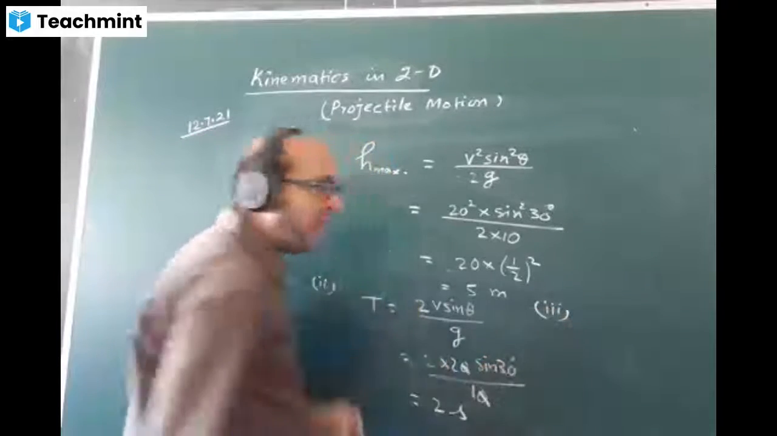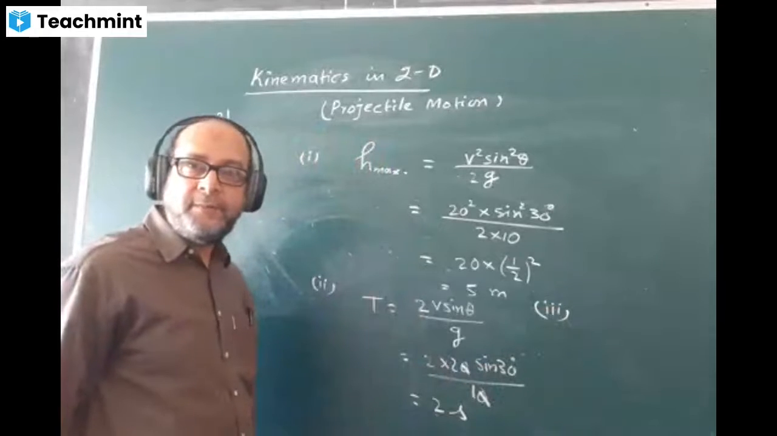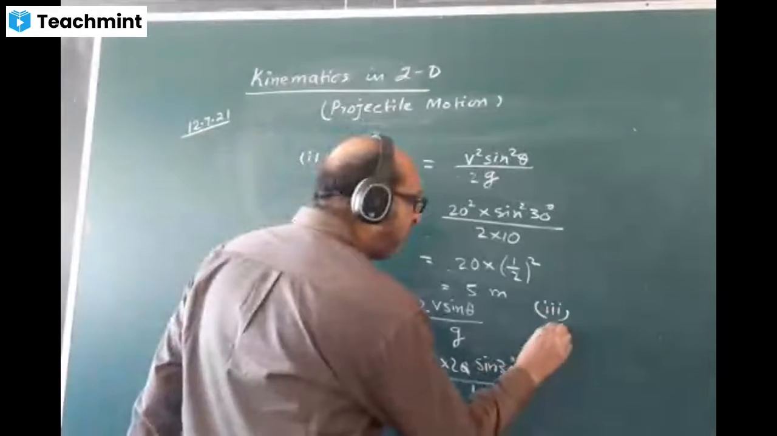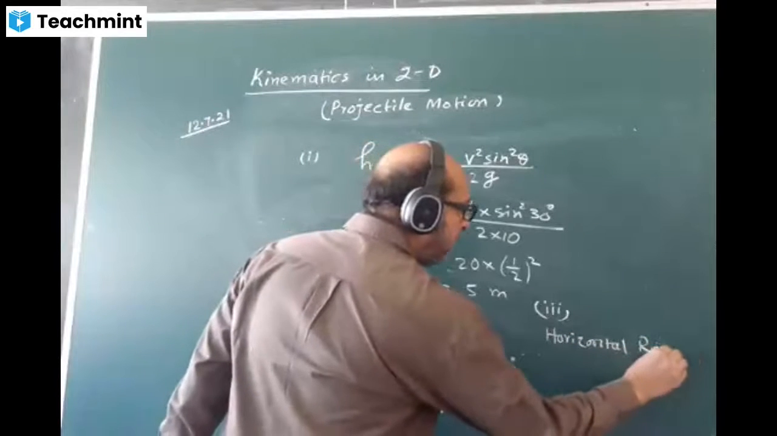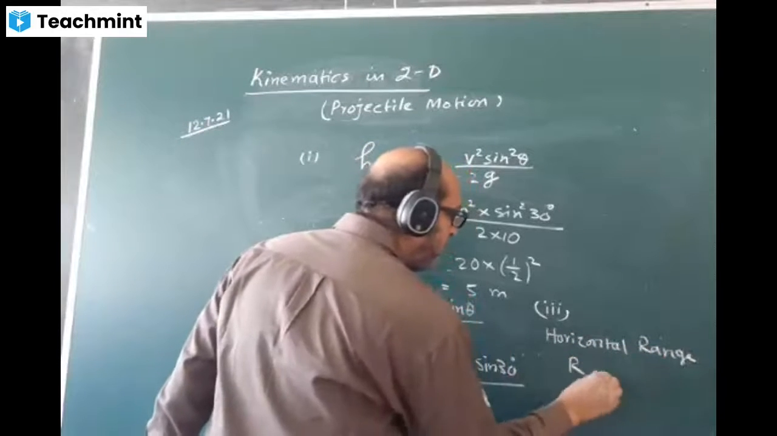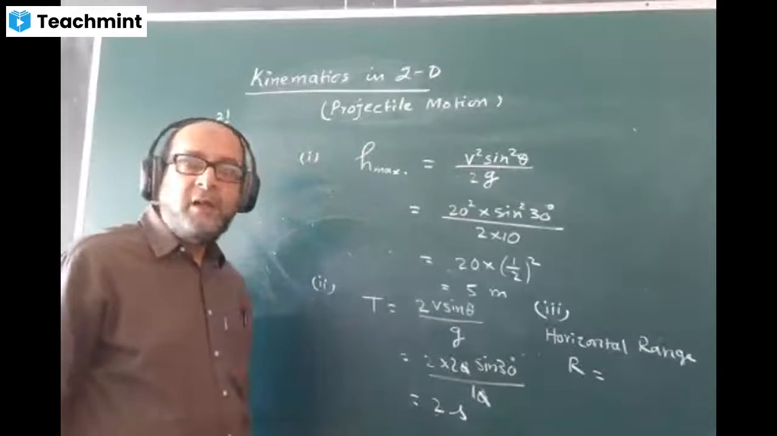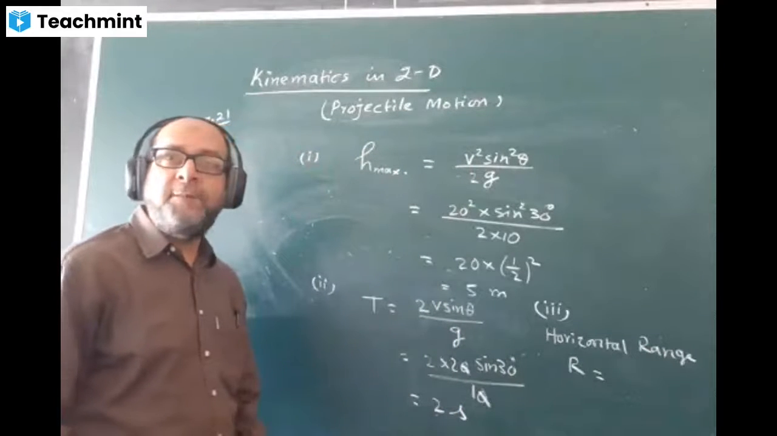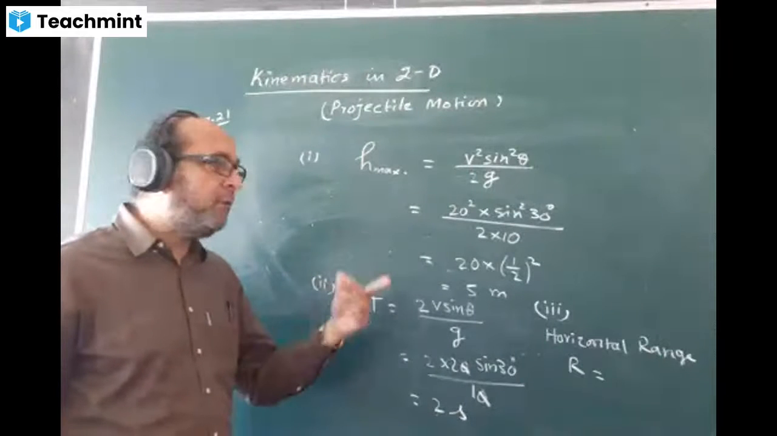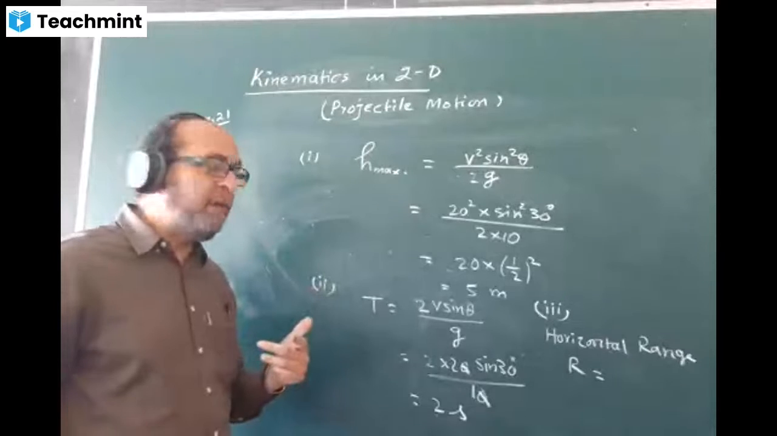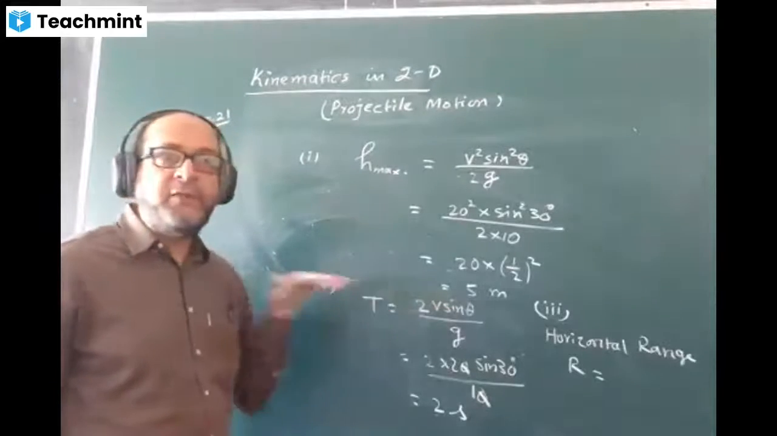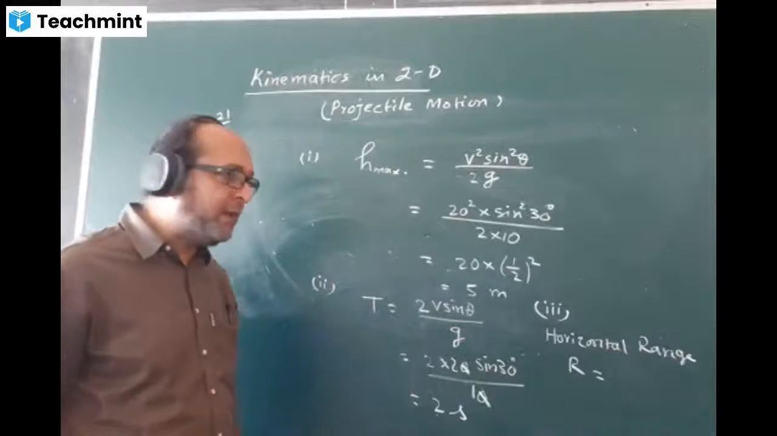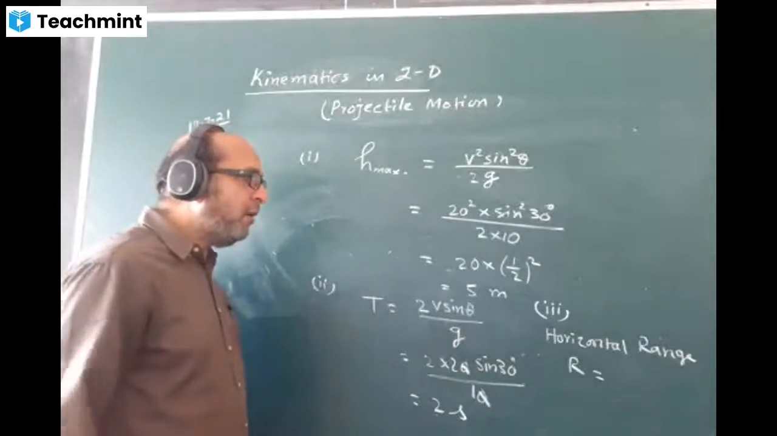And the third part, we have to find the horizontal range, or horizontal distance. What is the formula of horizontal range? Either you can use the formula or you can use the simple concept of speed into time. Horizontal motion is a uniform motion, so we can simply do speed into time. The velocity in the horizontal direction is v cos theta.